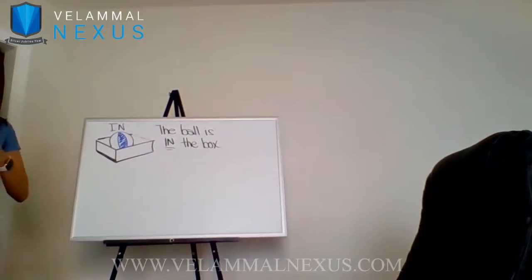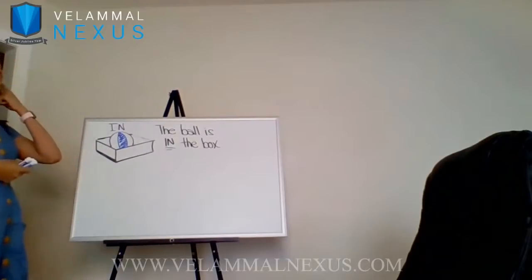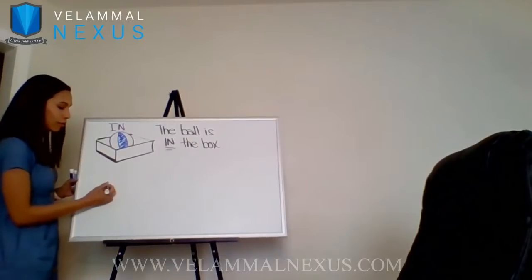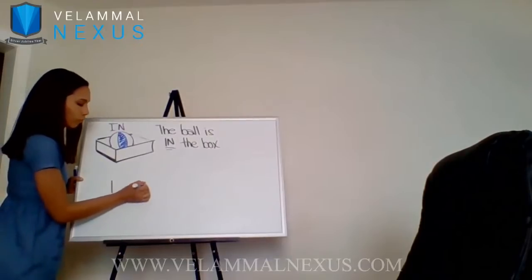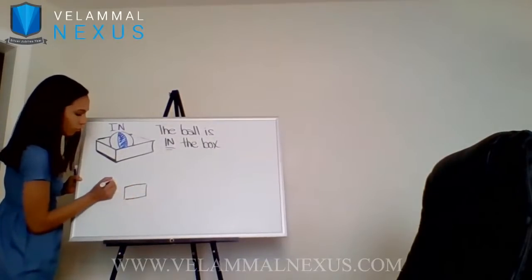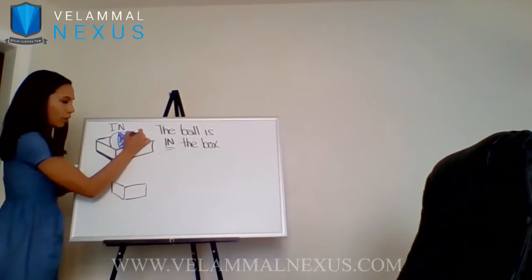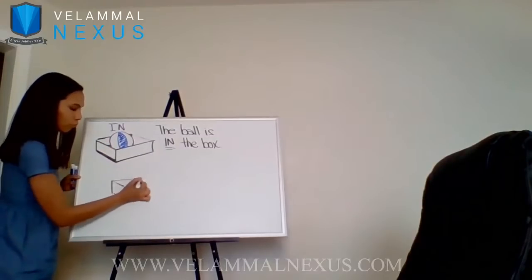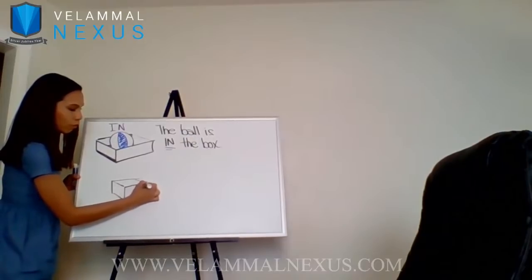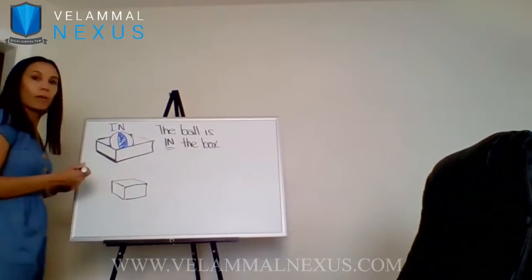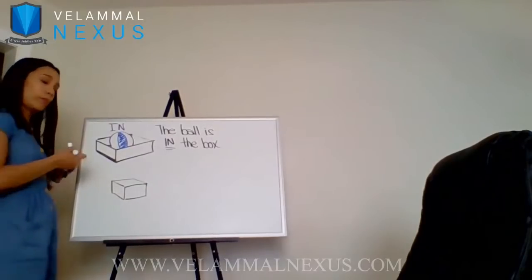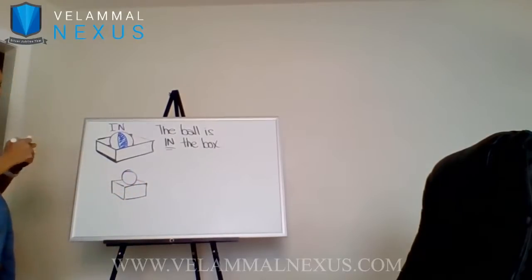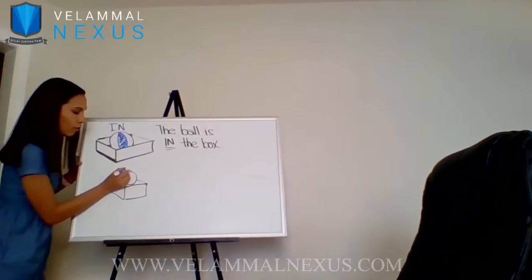Okay, let's go with number 2, on. For number 2, let's go again with the box. But in this case, the box was open, and here I'm going to have the box closed. Okay, so this is the box, and our ball is going to be on top. On top, right there. That is our ball.